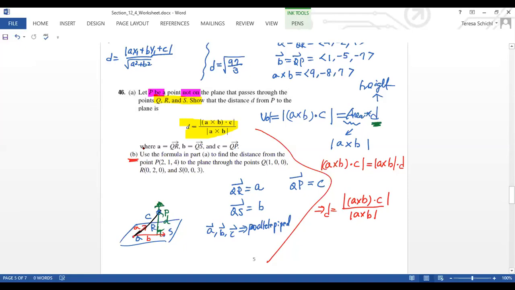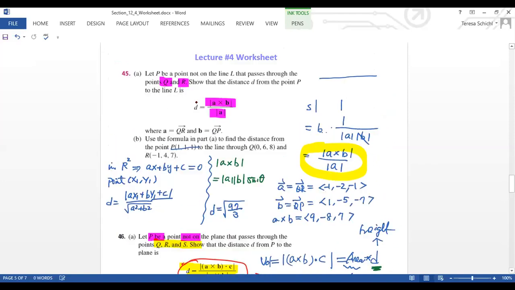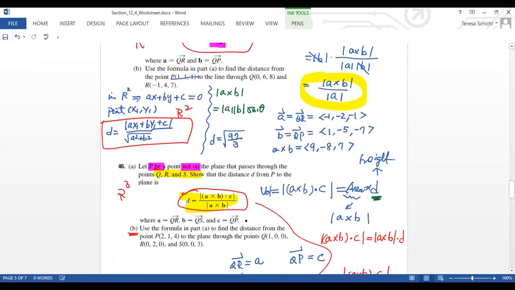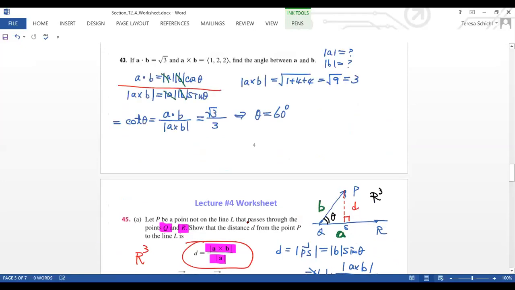So the key things to remember in these worksheets are these formulas here. This is the distance from a point to a plane, and this is the distance from a point to a line in R3. Also don't confuse it with the formula for a point to a line in R2. Make sure you understand the differences. Both proofs are pretty straightforward. So those are the applications.